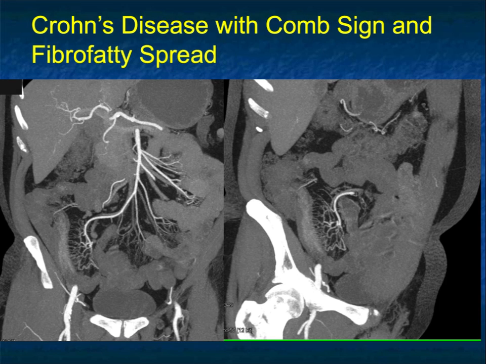Here's another example of Crohn's disease, again very similar to the last case. Fibrofatty proliferation, the comb sign with prominent vasa recta, and the mucosal enhancement of the terminal ileum to the level of the ileocecal valve. This is active disease.